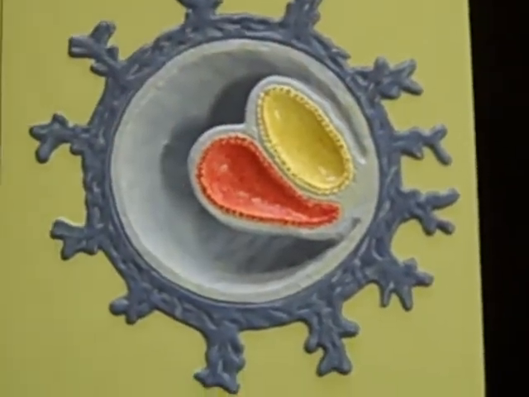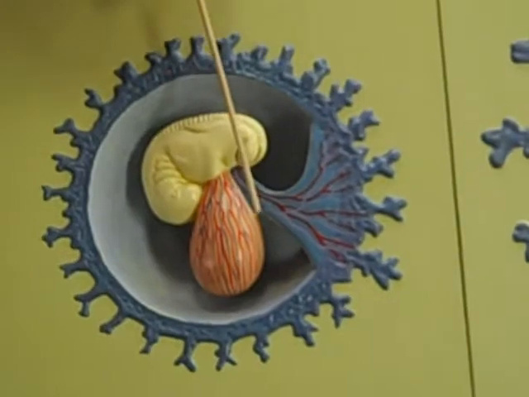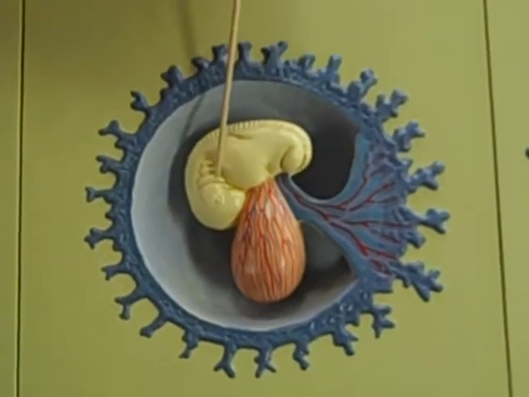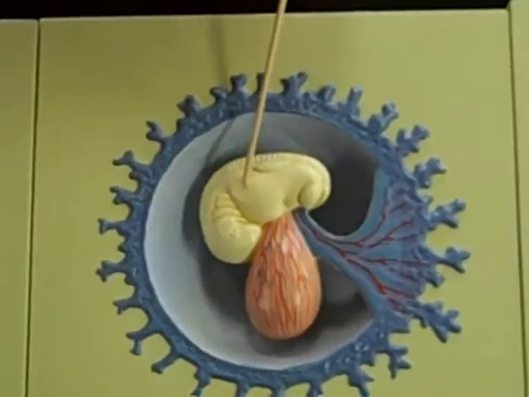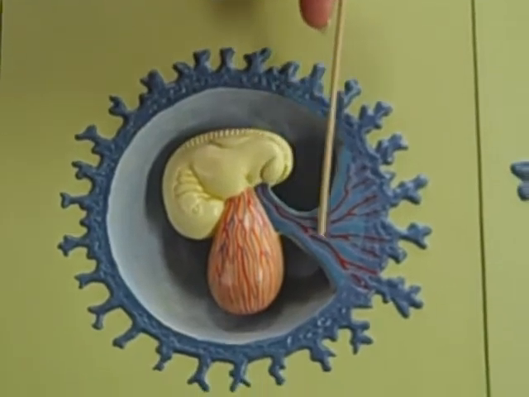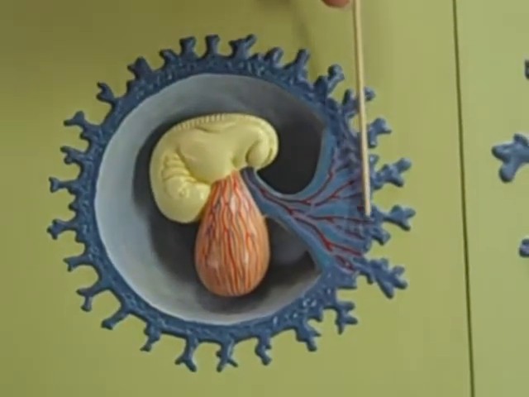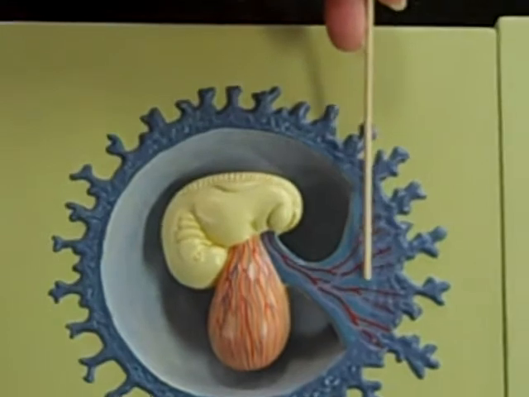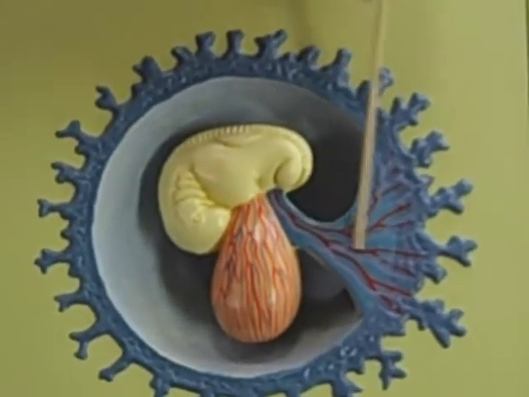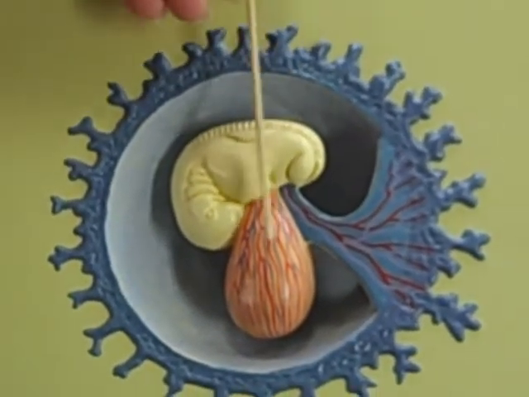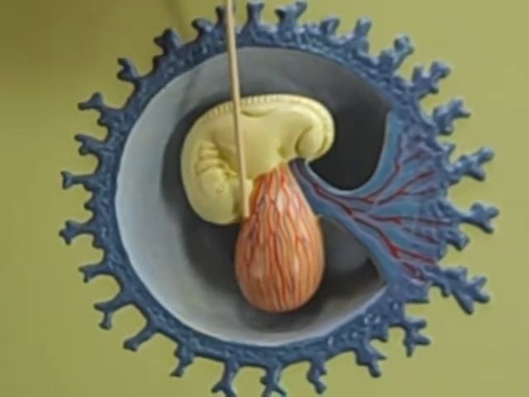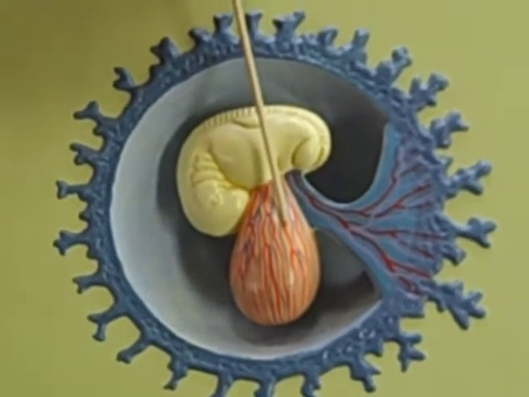If we move to the next model, this is a little bit further along. Now you see an embryo that is recognizable attached to the surrounding trophoblast, developing placenta, via this connecting stalk. You can also see the yolk sac that is still present.